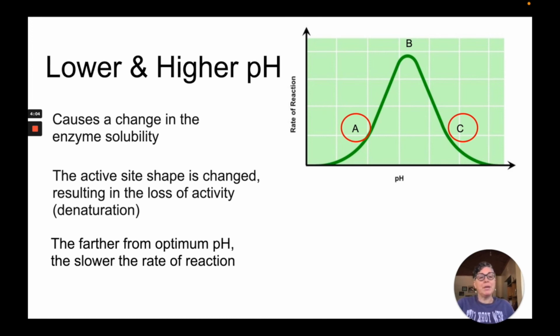So what's happening is, the further away you get from optimum, that is at parts A and C on the graph, the active site's shape is changing, and therefore you're going to have less and less activity. So the further away you get from optimum, the more the shape of the active site changes. As a result, we know that's called denaturation, and eventually the enzyme will stop working because it can no longer bind to its substrate and the chemical reaction will stop.